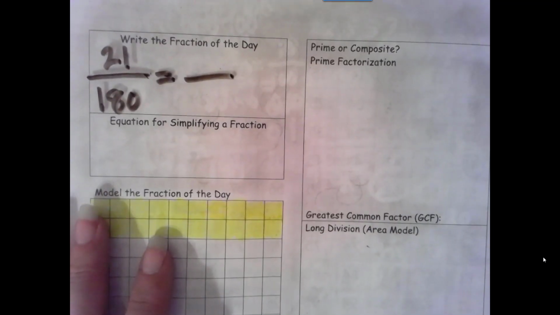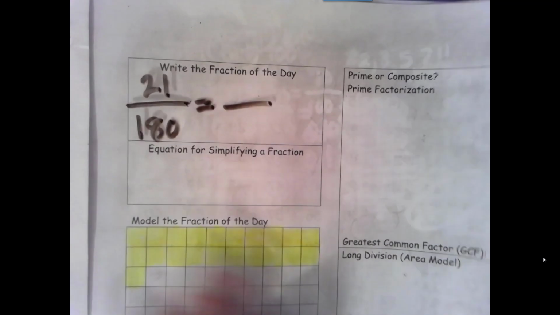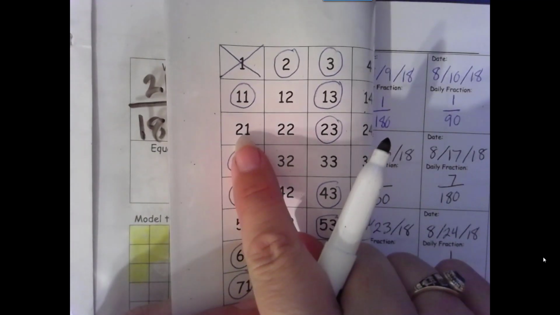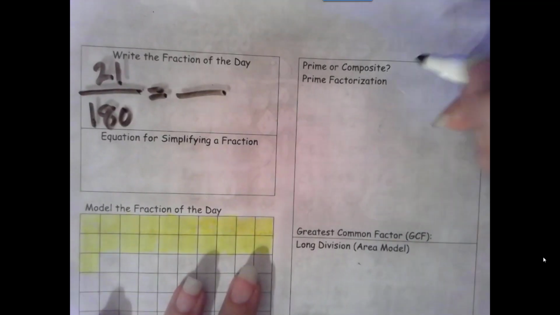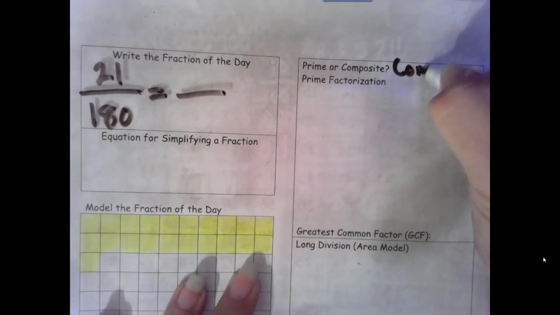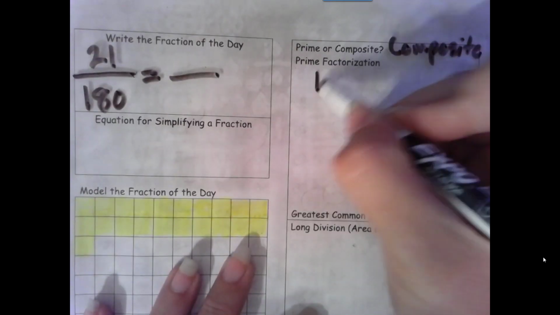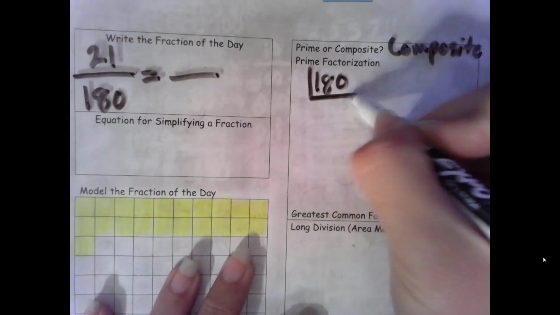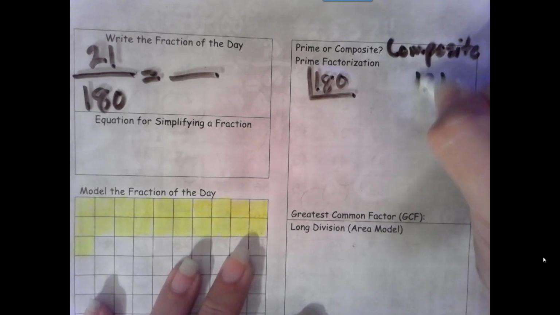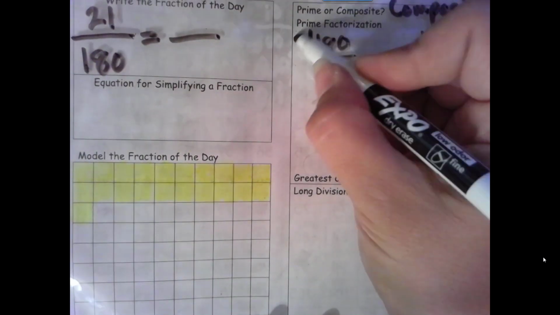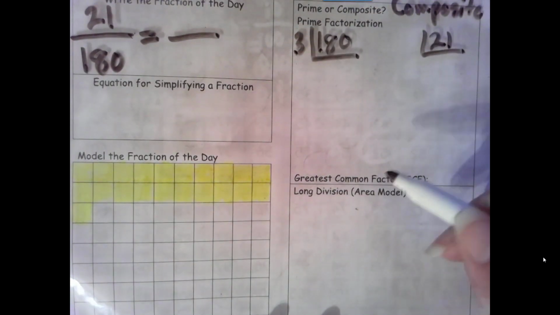So first we want to look at our numerator and decide if it's prime or composite. 21 is not circled, so it is composite. So that means we're going to have to do our prime factorization of both the numerator and the denominator. Okay, so let's do our prime factorization here.